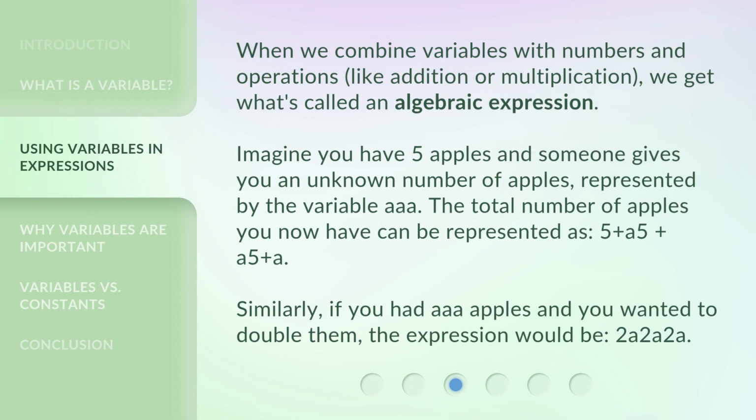When we combine variables with numbers and operations, like addition or multiplication, we get what's called an algebraic expression. Imagine you have 5 apples and someone gives you an unknown number of apples, represented by the variable A. The total number of apples you now have can be represented as 5 + A. Similarly, if you had A apples and you wanted to double them, the expression would be 2A.